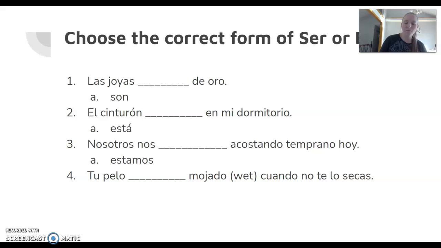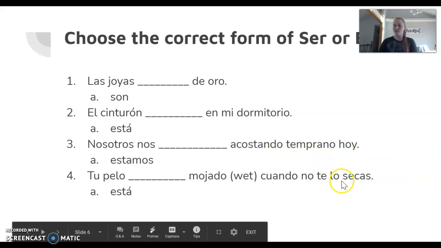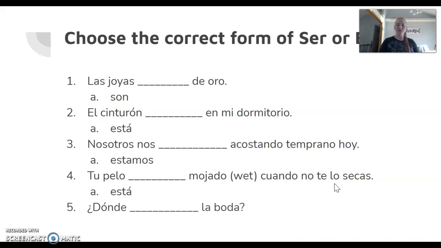Number 4, tu pelo blank mojado. Mojado means wet. Cuando tú no lo secas. So that would be está. Your hair is wet when you don't dry it. So here we have a double pronoun, reflexive direct. When you don't dry yourself, referring to hair. Number 5, donde. This one would be a tricky one. Donde es la boda, since this would fall under event location. So that one would be ser.